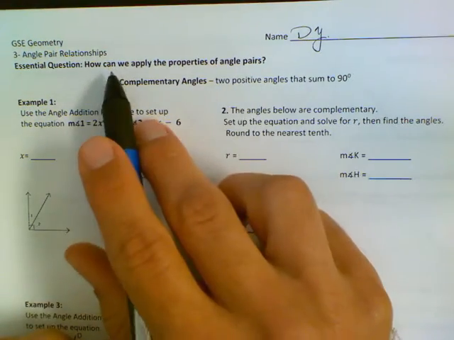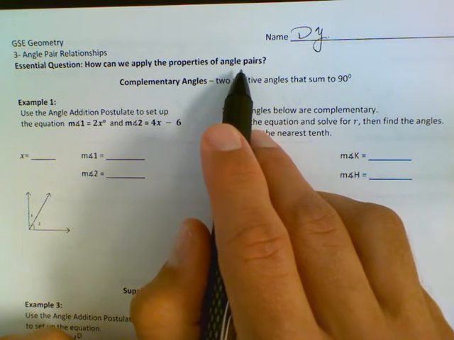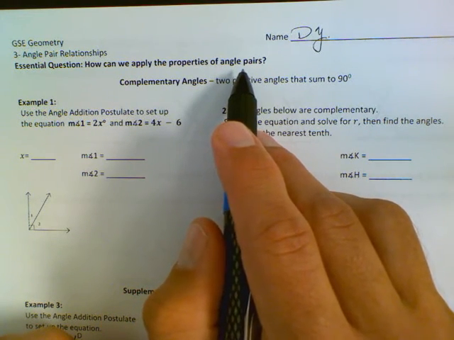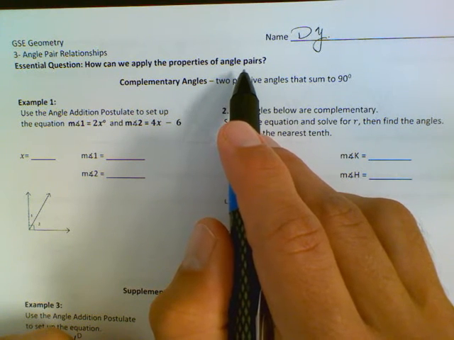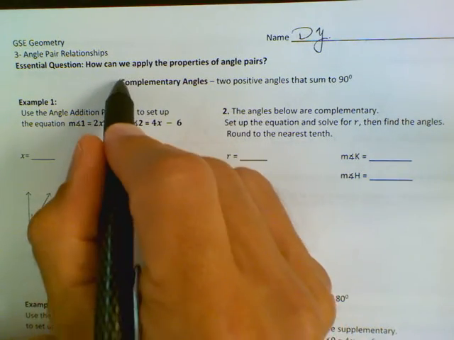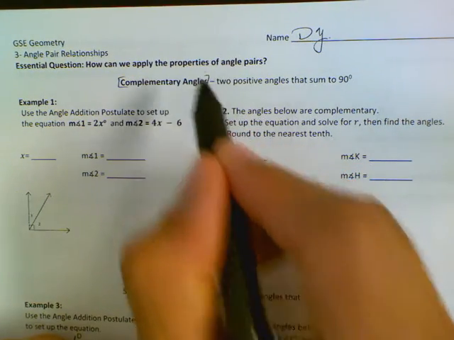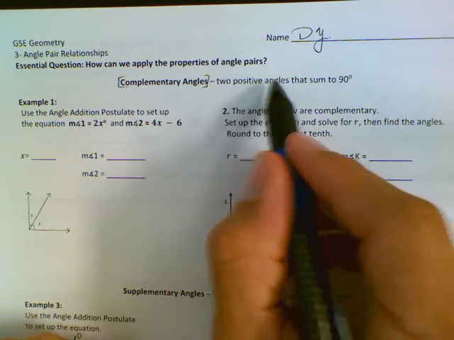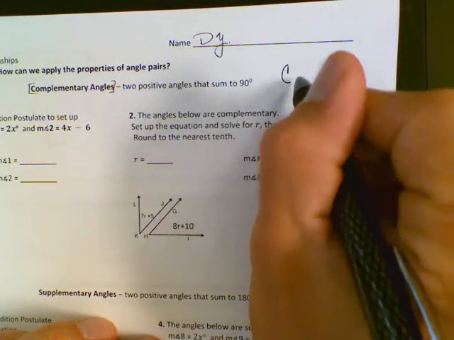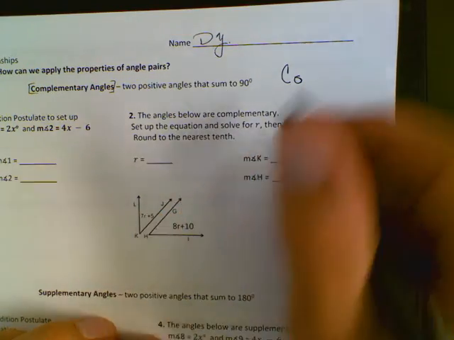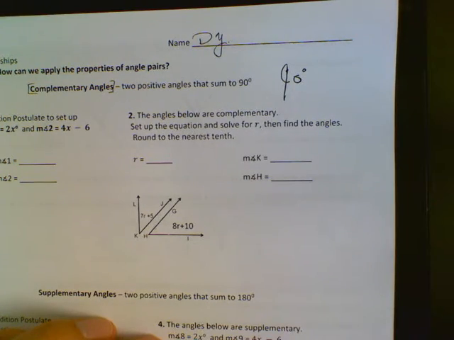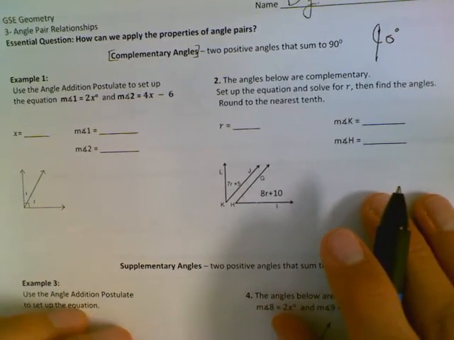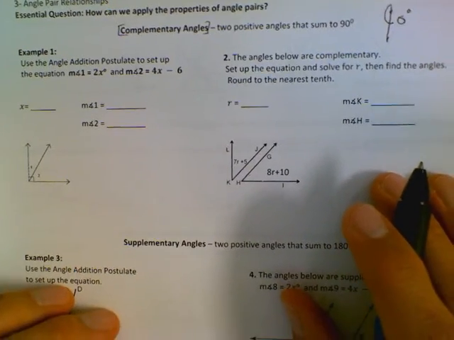So the essential question today is, how can we apply the properties of angle pairs? Well, we need to get comfortable with using the angle pair words. So there is something called complementary angles. Complementary angles are two positive angles that sum to 90 degrees. The way I remember complementary is that it starts off with a CO, and I can just make it look like 90 degrees, just like that. All right? So two angles that sum to 90 degrees.